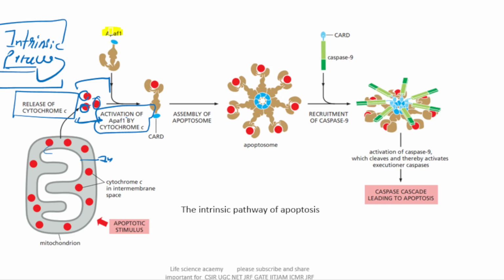So this is APAF1, which is already present in the cytosol. This is the CARD domain. When APAF1 interacts with cytochrome C, it makes an assembly of the apoptosome. There are 7 APAF1 domains present, making an apoptosome. So cytochrome C and APAF1 make the apoptosome complex.